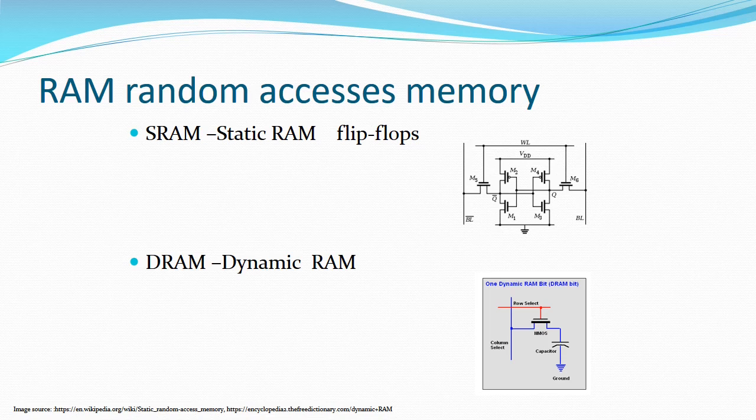In a dynamic RAM, a capacitor is used to store the bit. If the capacitor is charged, then logic 1 is stored. If the capacitor is discharged, then logic 0 is stored. As it requires a single capacitor to store the bit, the memory has high density. These are slow memories in comparison with static RAM.